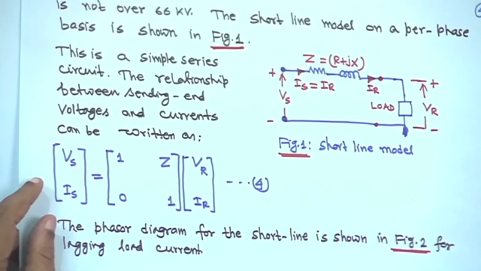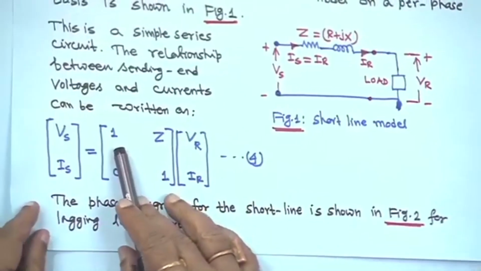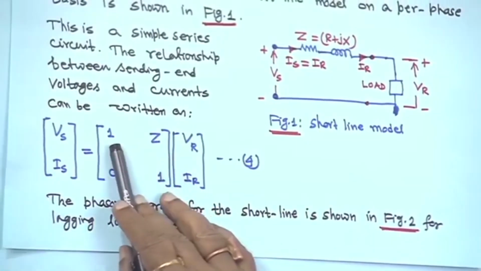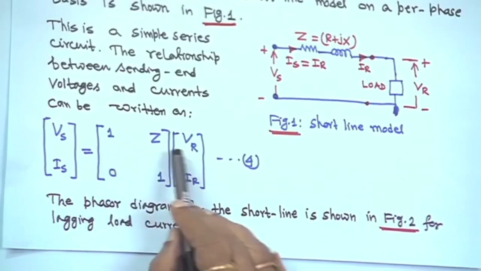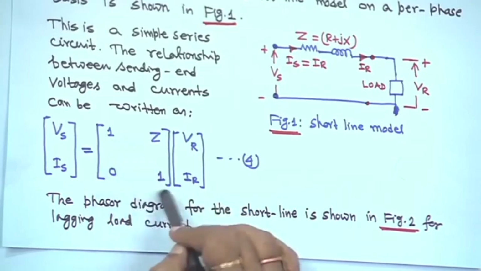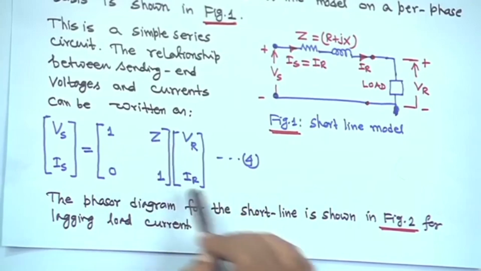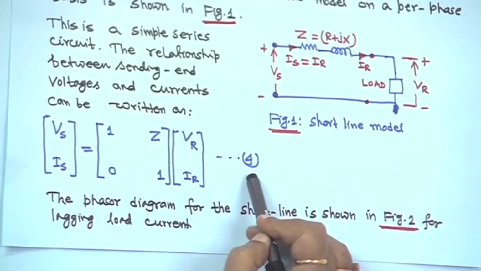So, for this sending end and receiving end, these are the A, B, C, D parameters. A is equal to 1, which is a real quantity in this case, B is equal to Z, which of course is complex, C is 0 and D is 1. So AD minus BC is 1, because 1 into 1 minus 0 into Z. So that identity holds, and this is equation 4.